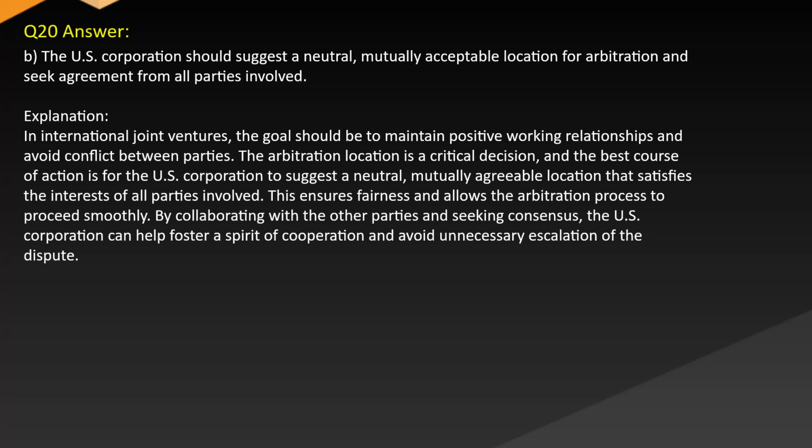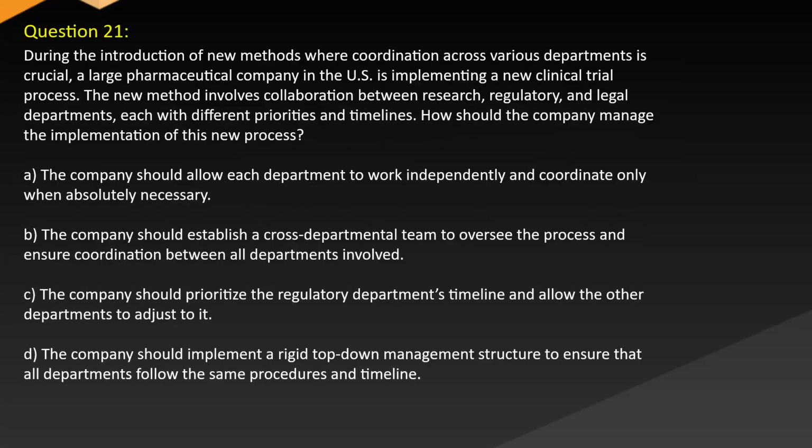By collaborating with the other parties and seeking consensus, the U.S. corporation can help foster a spirit of cooperation and avoid unnecessary escalation of the dispute. Question 21. During the introduction of new methods where coordination across various departments is crucial, a large pharmaceutical company in the U.S. is implementing a new clinical trial process. The new method involves collaboration between research, regulatory, and legal departments, each with different priorities and timelines. How should the company manage the implementation of this new process?